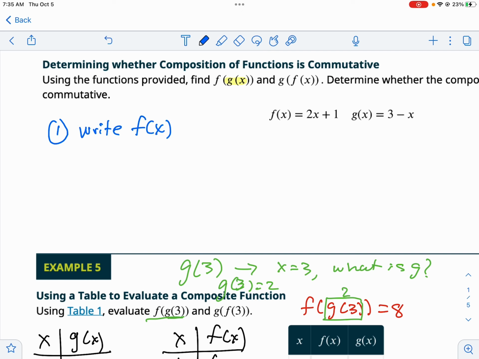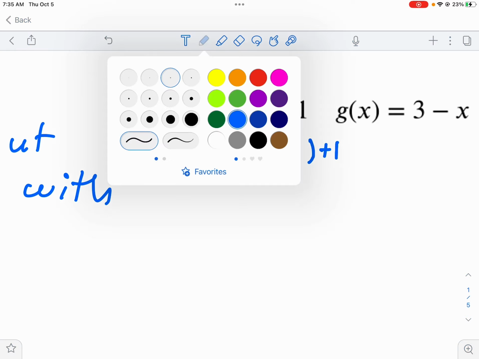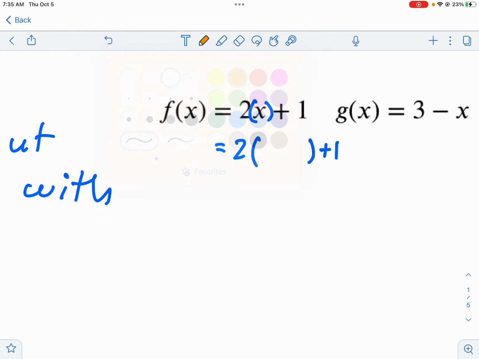I'm going to write f of x, but I'm going to replace x with parentheses. Instead of x, I'm going to put parentheses. The reason why I like to do that is it reminds me that something needs to go in here.